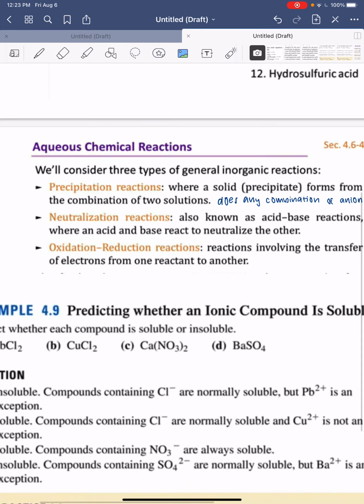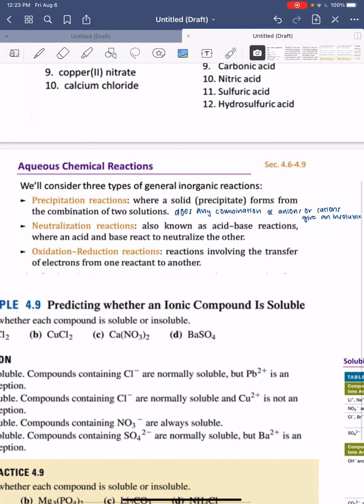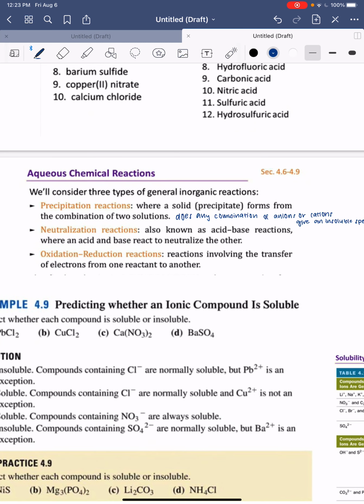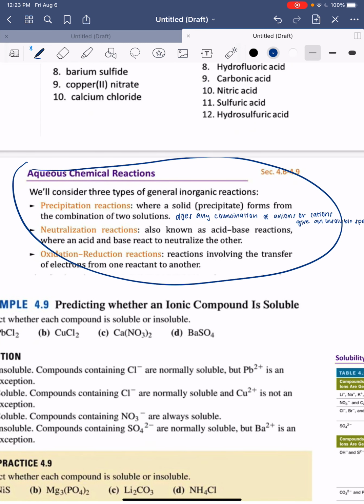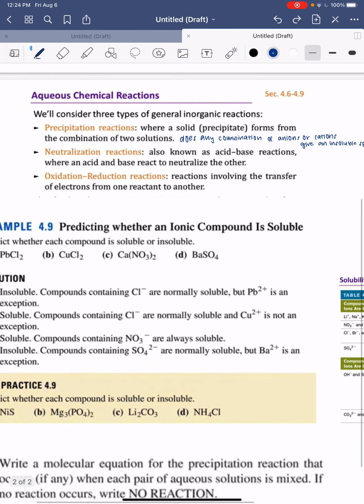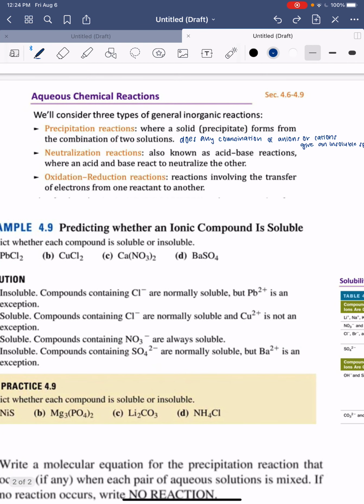First of all, if you've gone through the PowerPoints for Module 6, you've seen that this is straight out of Module 6. You've seen that we talk about 3 types of chemical reactions: precipitation reactions, neutralization reactions, and oxidation reduction reactions. Today in this video, I'm going to focus on precipitation reactions, which are essentially when a solid, also known as a precipitate, that's why it's called a precipitation reaction, forms from the combination of 2 solutions.